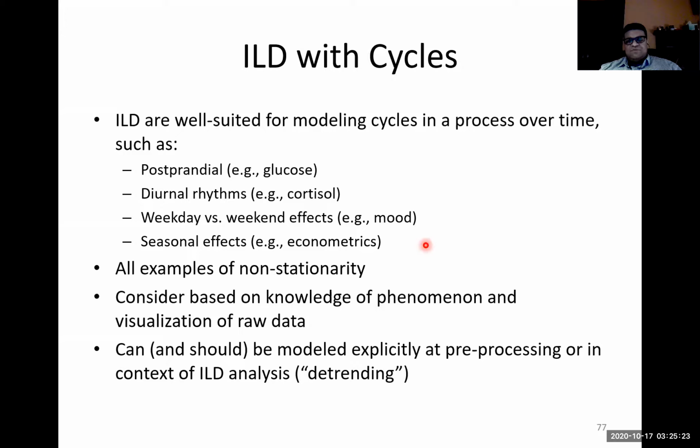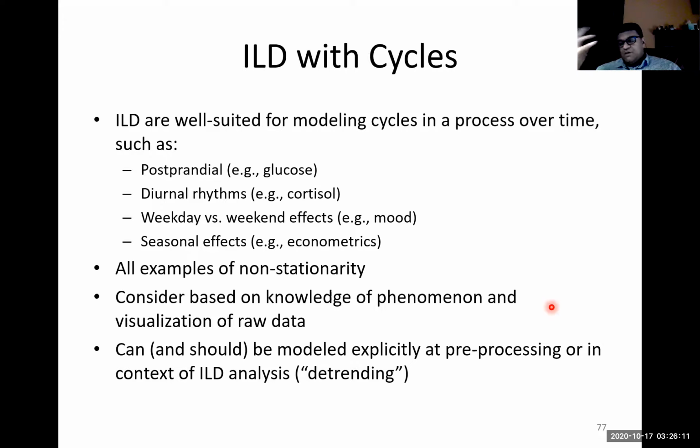Seasonal effects, if your data stream is long enough over time, and the thing that you're modeling has some kind of change due to the season or due to the month, like you see in some econometrics examples, that's another example of cycles. Now, these are all also examples of non-stationarity. So you're going to want to model cycles whenever possible. And the way to determine whether you have a cycle is, one, your understanding of the phenomenon.